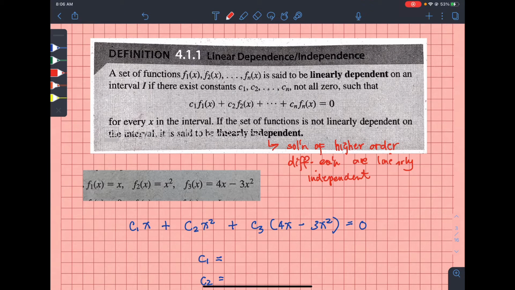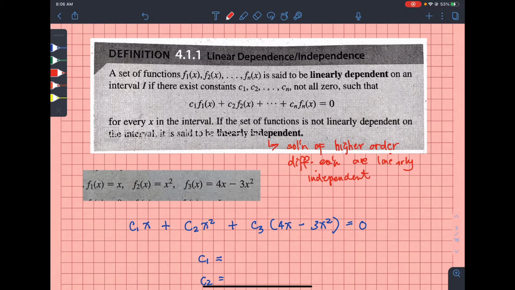So whether the solutions are linearly dependent or linearly independent, those that are linearly independent are solutions of a higher order differential equation. That's a characteristic of the solution of a higher order differential equation. Linearly dependent ones are not. But how do we classify whether the solutions are linearly dependent or linearly independent?